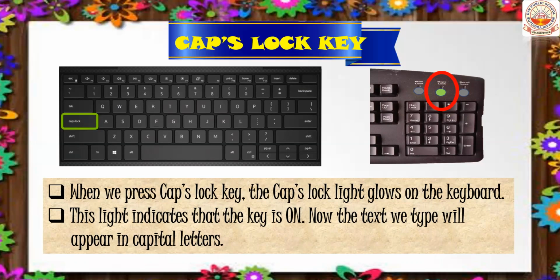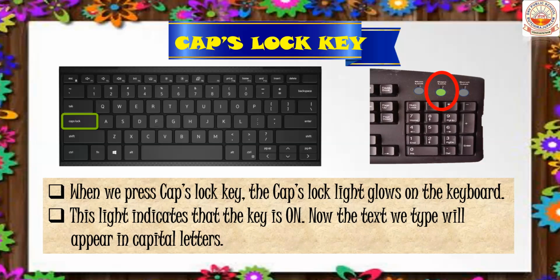Okay, children. When the caps lock key is on, whatever text you type, it will appear in capital letters. Understood, children? So when you press the caps lock key, immediately a green light glows. Okay, children, you can see as shown in the picture. So a light which is above the numeric pad. So you can see a green light which is above the numeric pad. That means if you see a green light, that means your caps lock key is in on mode. Then when it is in on mode, whatever letters you type, you will get all in capital letters.